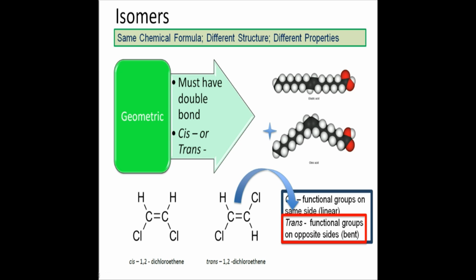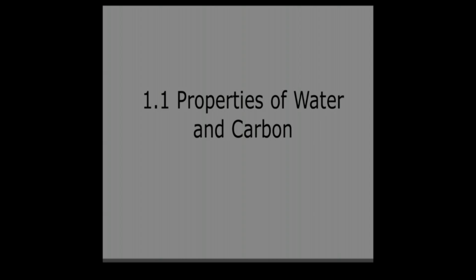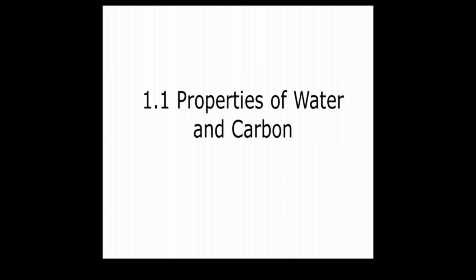The trans functional groups means the functional groups are on opposite sides. So in the trans 1,2-dichloroethene molecule, the chlorine atoms are on opposite sides. This is going to cause a bend in the molecule like in the oleic acid. This is going to have a vital role in the functioning of lipids in a biological system. In the last video, we will discuss isomers and why they are important to biological systems.